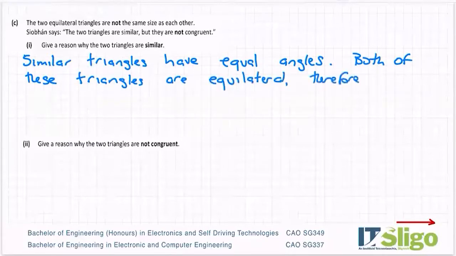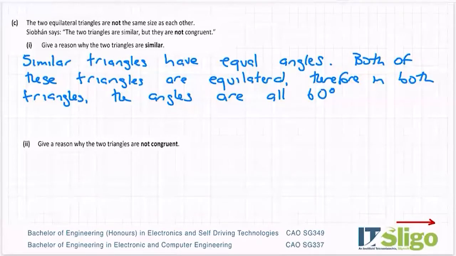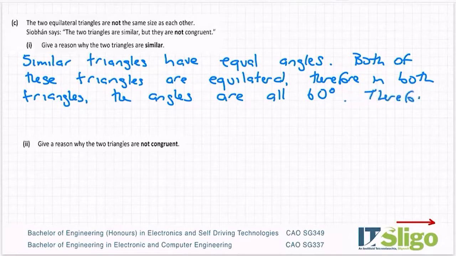Therefore, in both triangles, the angles are all 60 degrees. So again, we're just repeating what's on the other page, but we're doing it in the context of similar triangles. Therefore, angles in each triangle are equal.